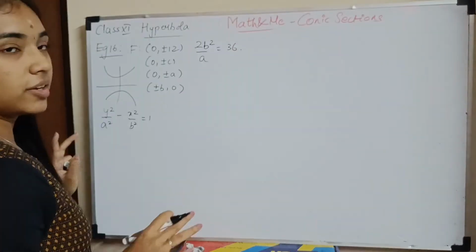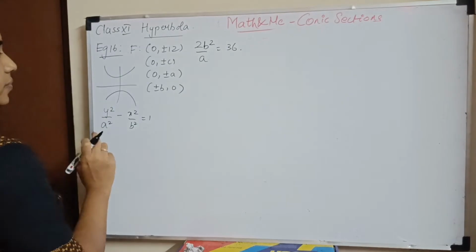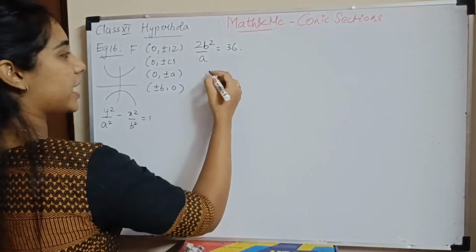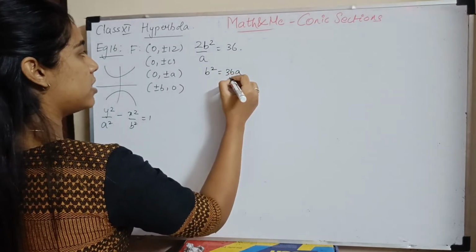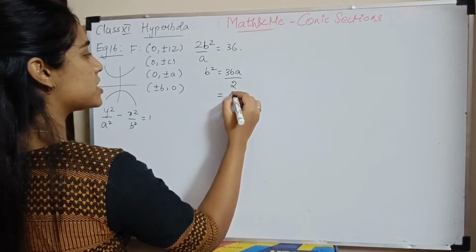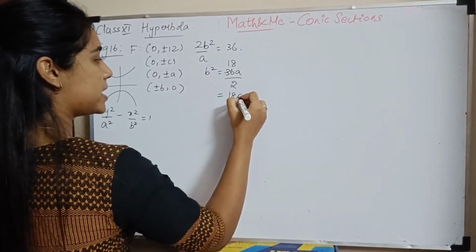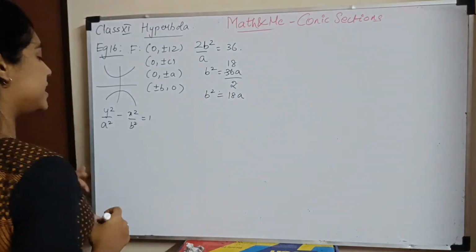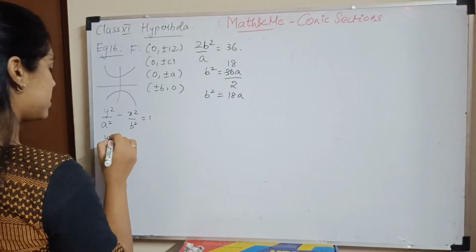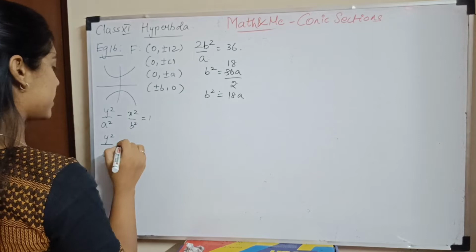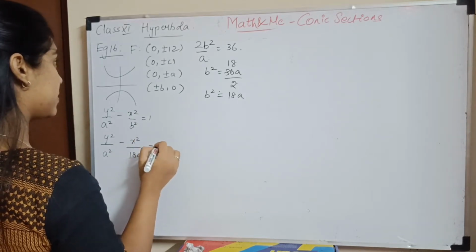You should always write this general form first. Now we are going to solve the question. You need to find the equation of the hyperbola. You have 2b square by a equals 36, so I can write b square as 36a divided by 2, which is 18a. So b square is nothing but 18a. Instead of b square, I'm going to substitute 18a. So I have y square divided by a square minus x square divided by 18a equals 1.